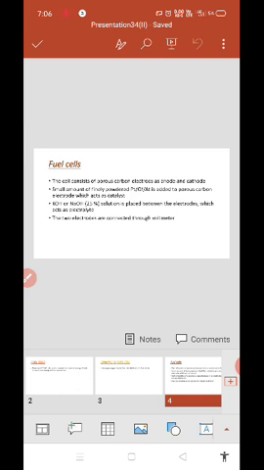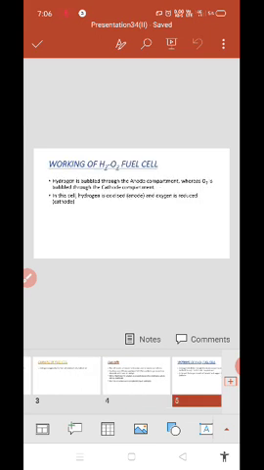A 20% concentration solution of potassium hydroxide or sodium hydroxide is placed between the two electrodes, which acts as the electrolyte, and the two electrodes are connected through the voltmeter, which measures the total amount of energy generated in the circuit. So how does the hydrogen-oxygen fuel cell work?